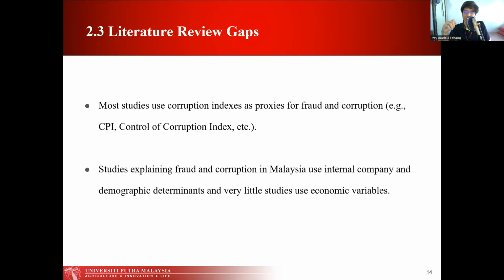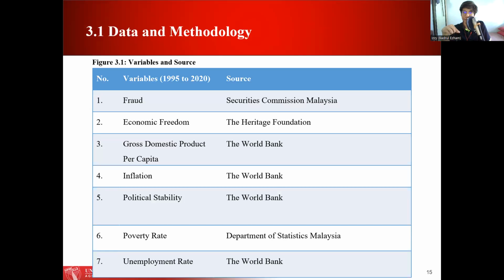And the studies explaining fraud and corruption in Malaysia use internal company and demographic determinants. However, I only found one study that uses economic variables, so there need to be more studies that utilize economic variables to explain fraud and corruption in Malaysia. Now, these are the 7 variables in the model, and these are the sources.